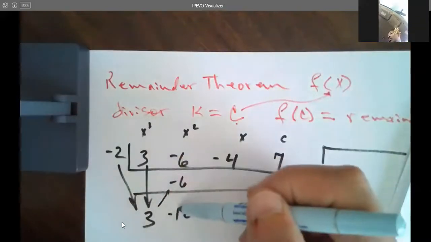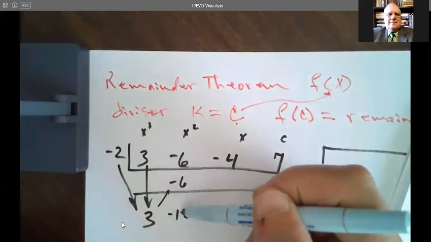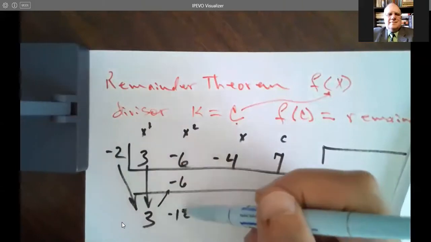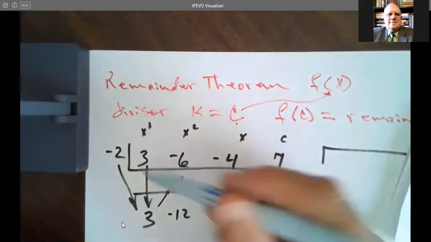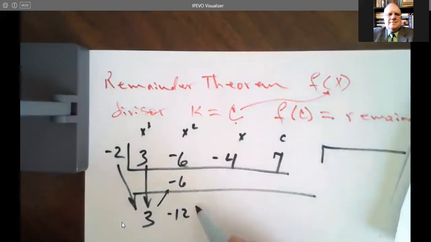So now we're going to multiply the divisor times the bottom number again, bottom row. So negative times negative is a positive. 2 times 12 is 24, so that goes in the second row. 12.